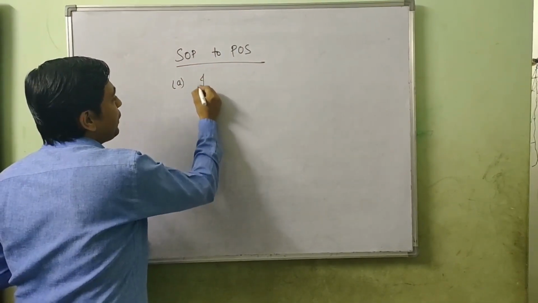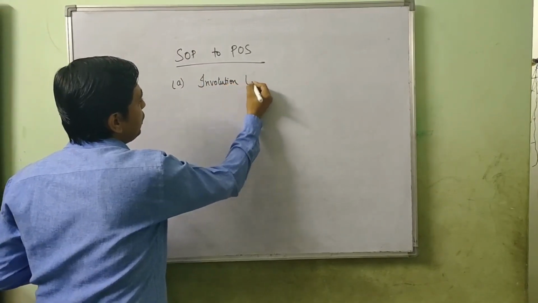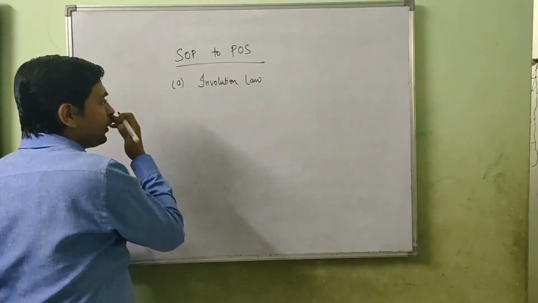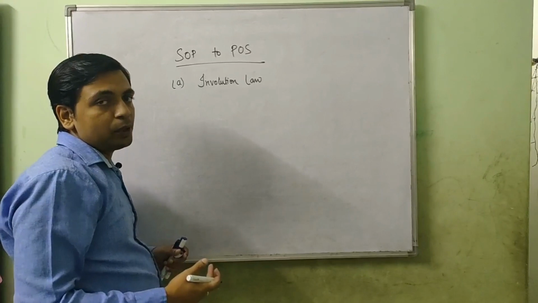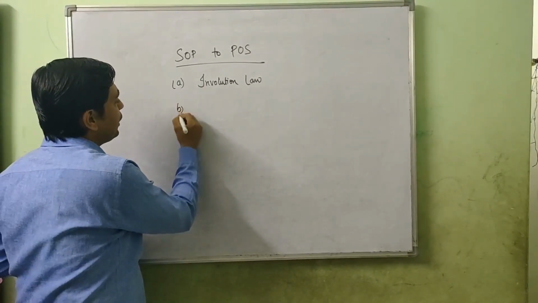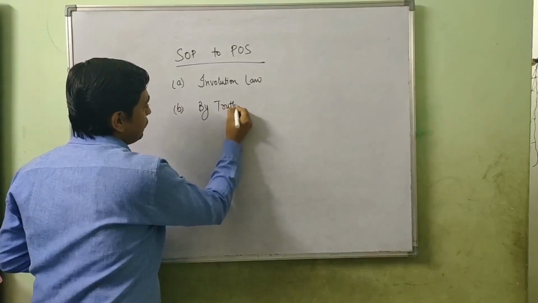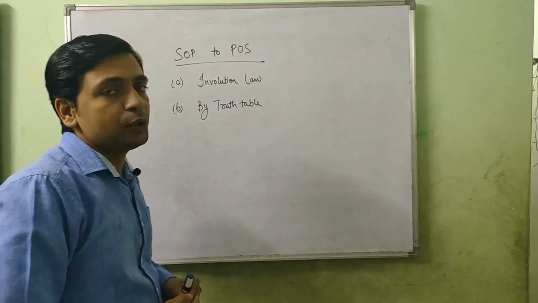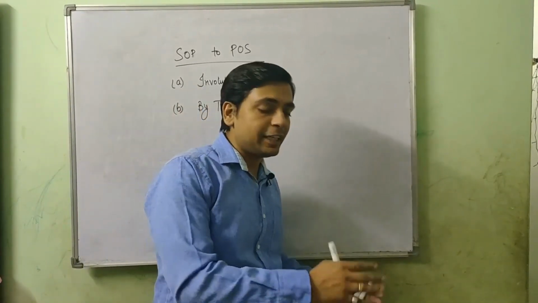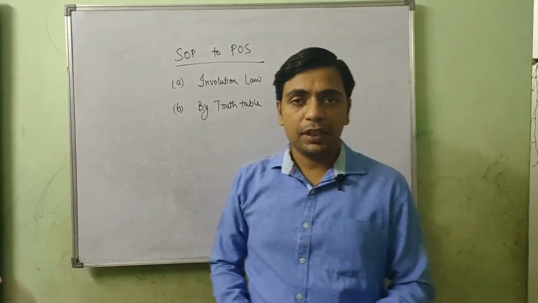First is by applying the involution law. It's a Boolean law which we have studied. So we can apply the involution law and convert an SOP expression to a POS expression. And the second one, which I prefer the most, is by truth table. It is the easiest way of converting any SOP expression to a POS expression.